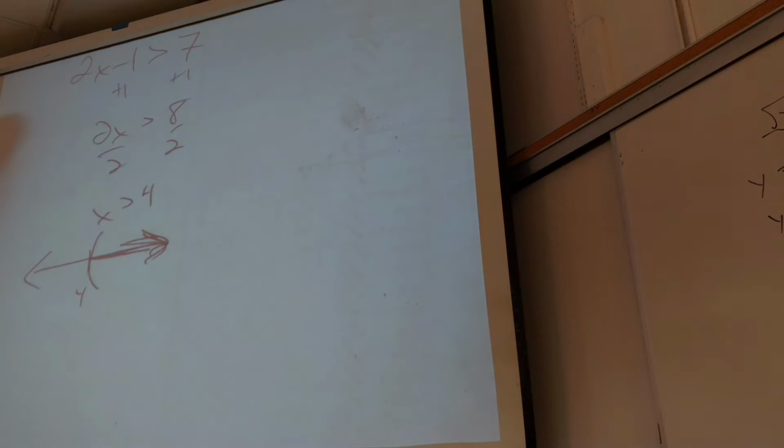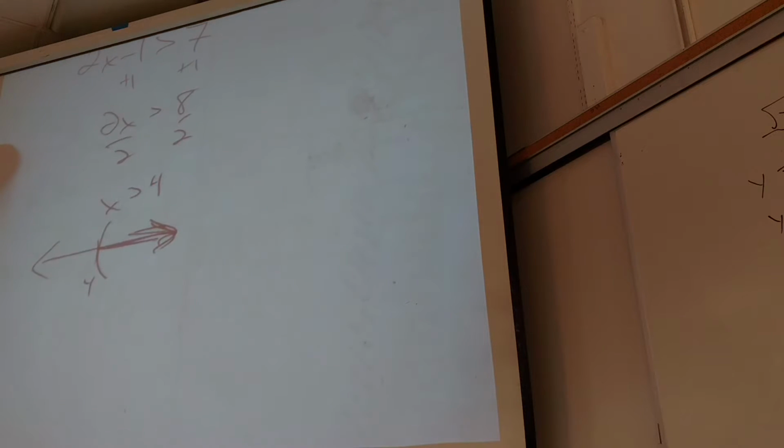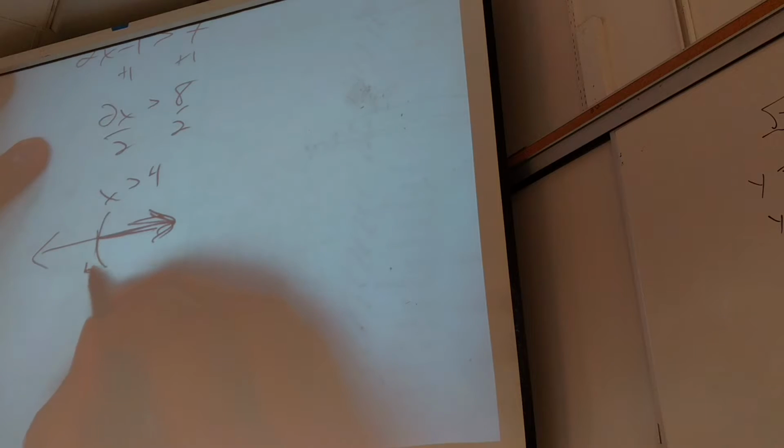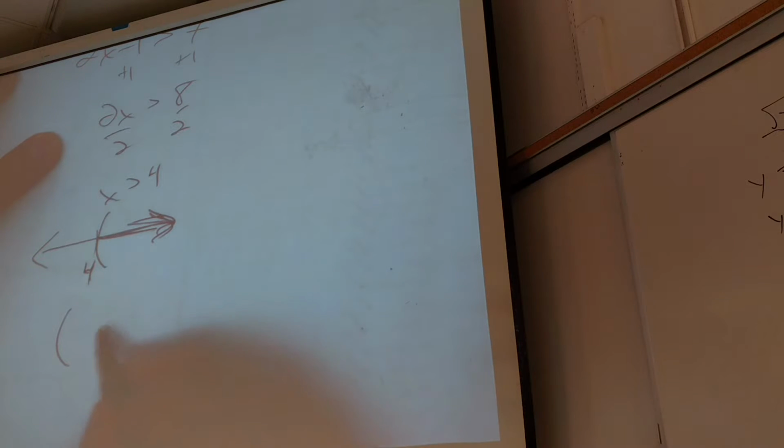Now, how do you write that in interval notation? Good. Parenthesis. I like it. The smallest it could be is 4, and I don't want to include 4. And what's the biggest it could be? Well, it keeps going forever, so we represent that with infinity.